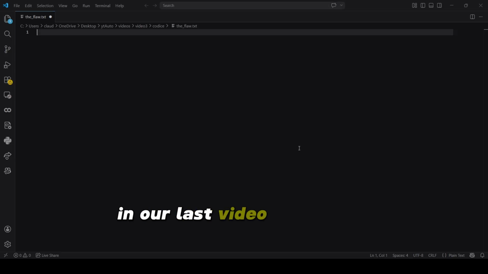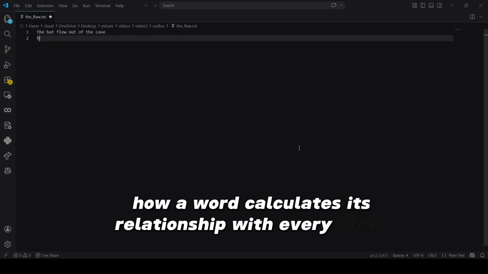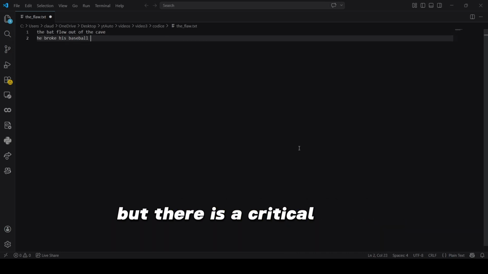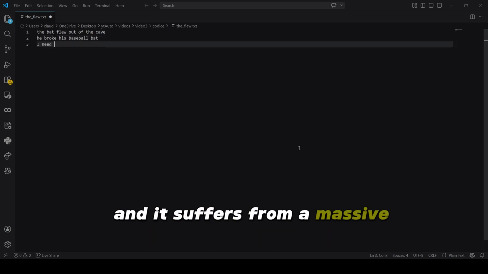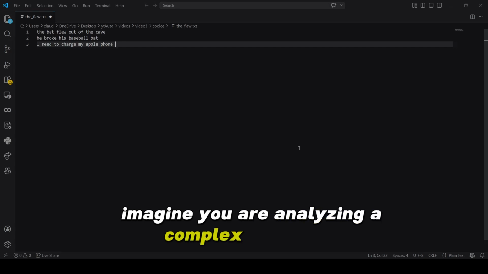In our last video, we built the engine of modern AI, the scaled dot product attention. We saw exactly how a word calculates its relationship with every other word in a sequence using vector geometry. But there is a critical flaw in what we just built. The architecture we coded is called single-head attention, and it suffers from a massive structural bottleneck, a phenomenon we can call vector collapse.